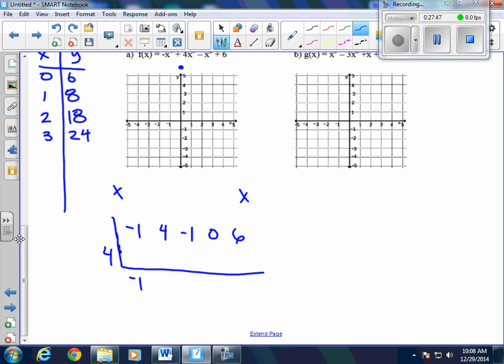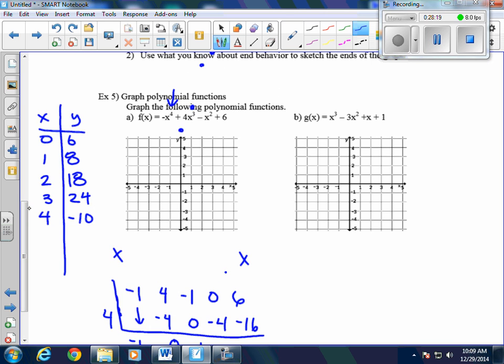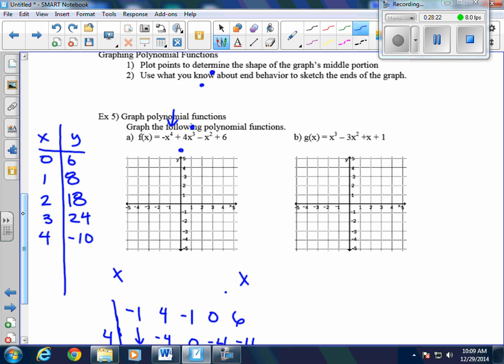So we're going to put in 4. So we get -1, -4, 0, 0, -1, -4, -4, -16, which is -10. So if I put in 4, I got -10, which is way down here, and I can be confident that once it gets up to that point and gets down to -10, there's no coming back. So it's going to look something like that.